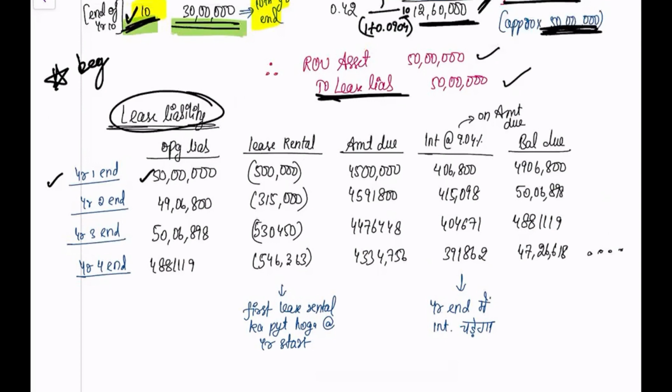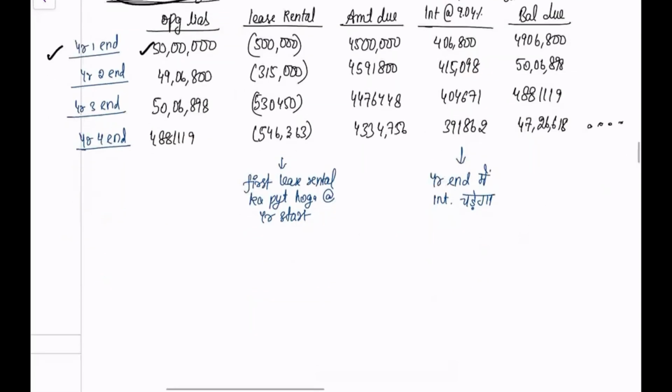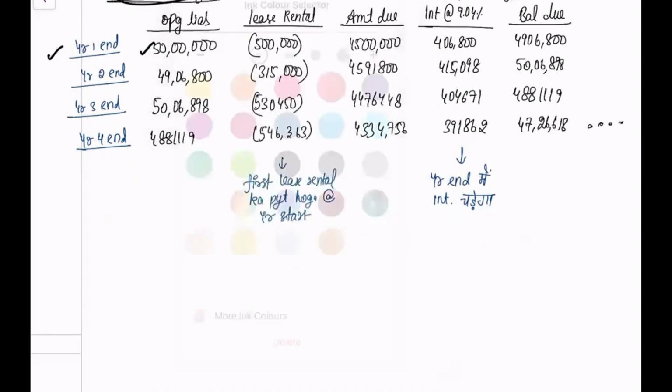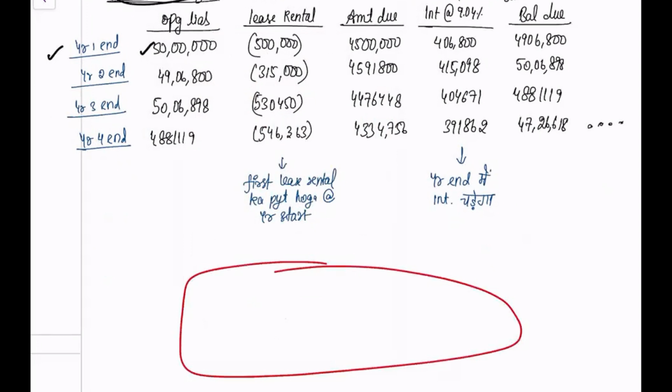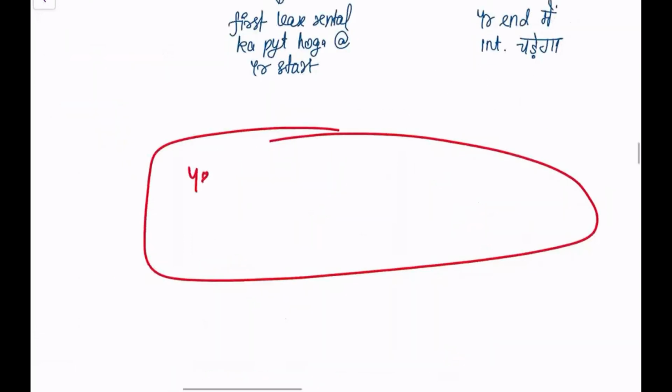Usually, what happens at year end, let me first tell you, then I'll explain about year beginning. At year end, you have gone through the entire year, and at the end of the year, you first unwind the interest and then you reduce your installment.